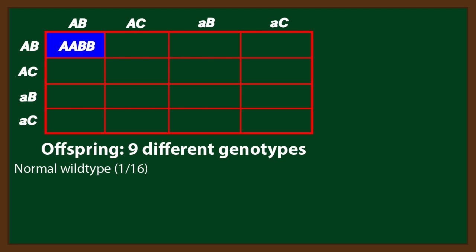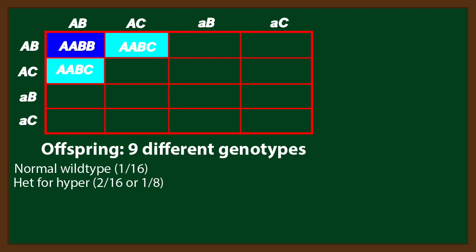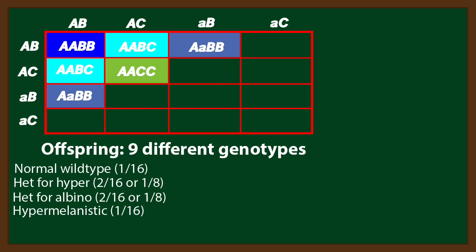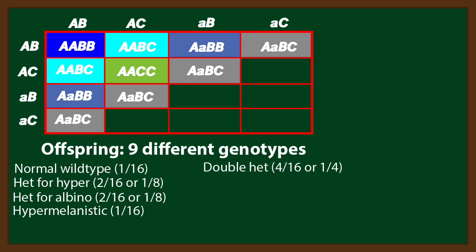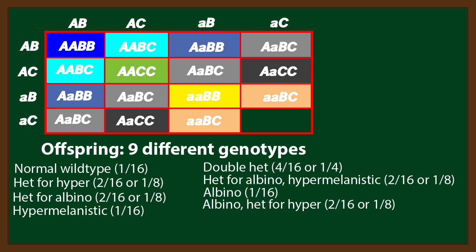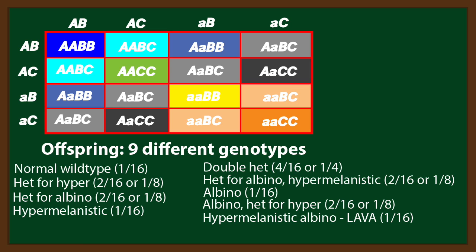The normal wild type, het for hypomelanism, het for albino, hypomelanistic, double het, which will be 1/4 of the litter, het for albino hypomelanistic, albino, albino het for hypomelanism, and the double recessive larva, which is a 1 in 16.